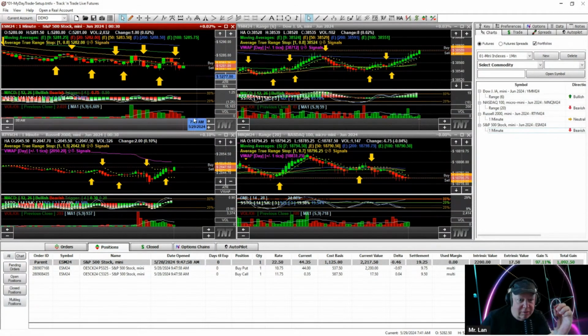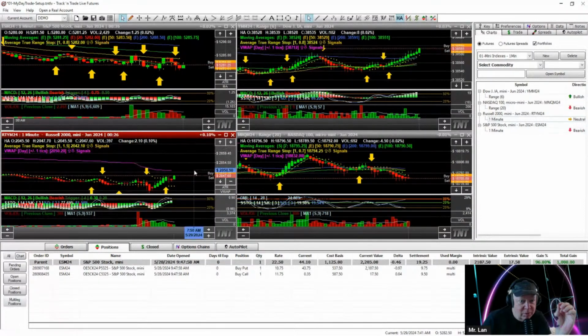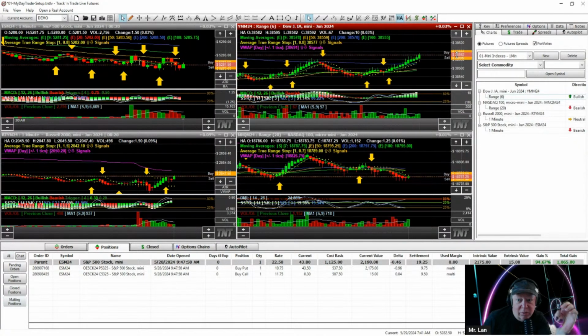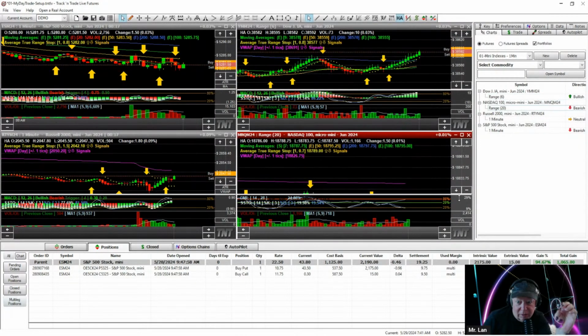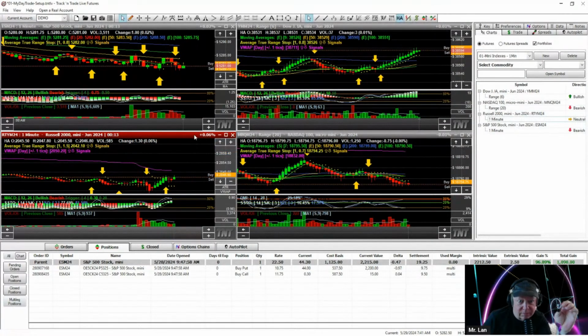And I'm watching these VWAPs because I want it to cross that VWAP. If it crossed that VWAP, I have to jump over here and turn this on. Some of these other markets haven't quite got there. That one's up there a ways. We've got a little bit of time. If I have to, I'm going to have to jump in here and turn this on. This one here, it looks like it's getting ready.